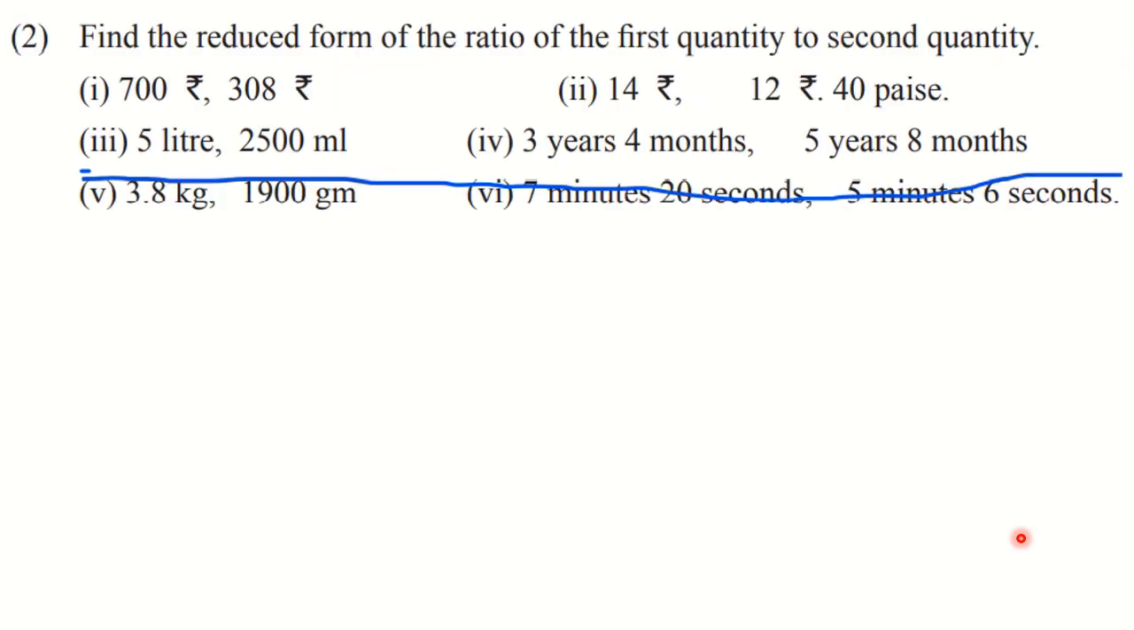Question number 2. Find the reduced form of the ratio of the first quantity to the second quantity. In the first question only numbers were given. They were not having units. But here the quantities are given. They are having units. So you have to think of units. You can find the ratio only when both the quantities have the same unit. Okay, so here the quantities are having the same unit. So it is easy to find the ratio. But see, in the second, third and fourth, they are in different units. So you have to equate their units first, and then only you can find out the ratio.